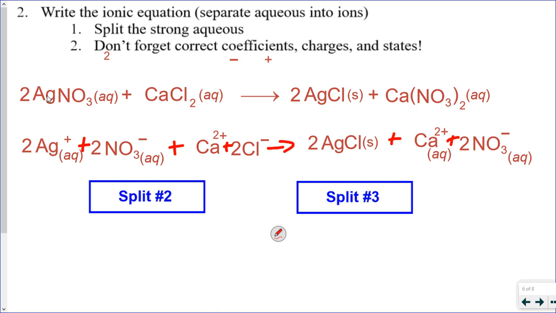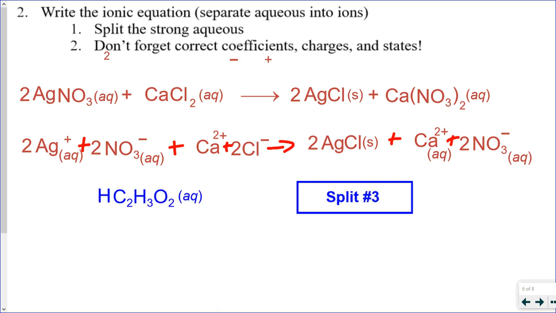We split any strong aqueous substance, so strong acids and soluble ionic compounds like silver nitrate, calcium chloride, and calcium nitrate. Now, a couple of other quick things, because we're going to come back to this in a second. I've got a couple of others that I want to hit real quick. Remember, here we had all 3 soluble ionic compounds and 1 insoluble ionic compound, but we can also have acids and bases, and those can be either strong or weak. Remember, we want to write it in its ionic equation in its predominant form.